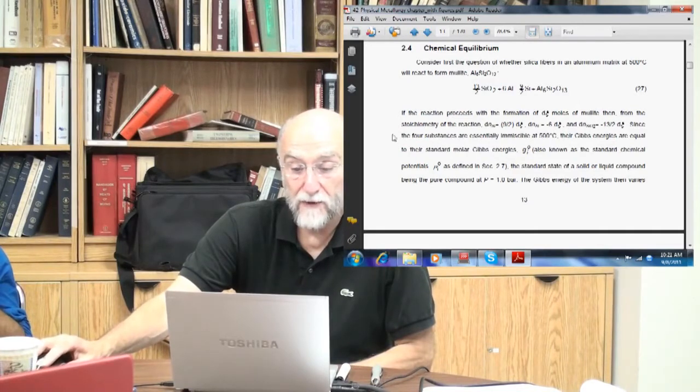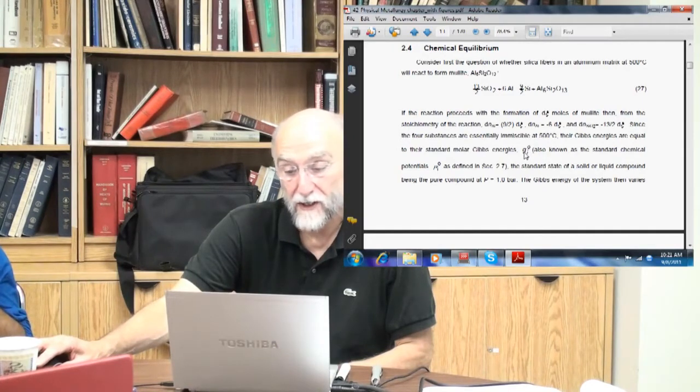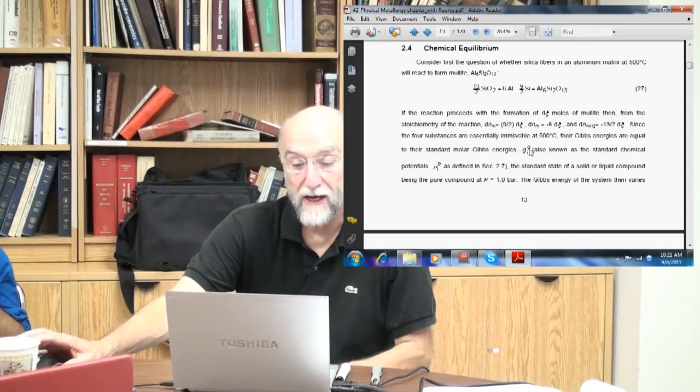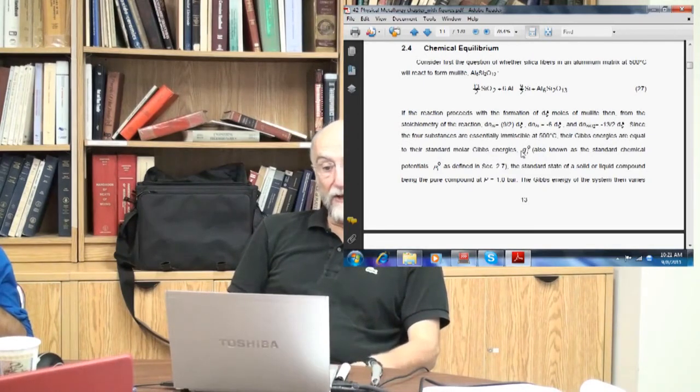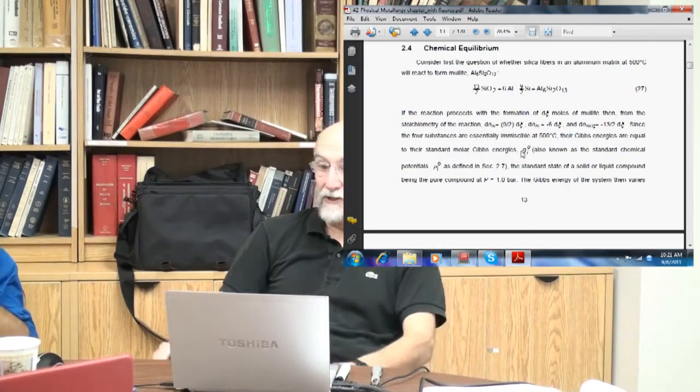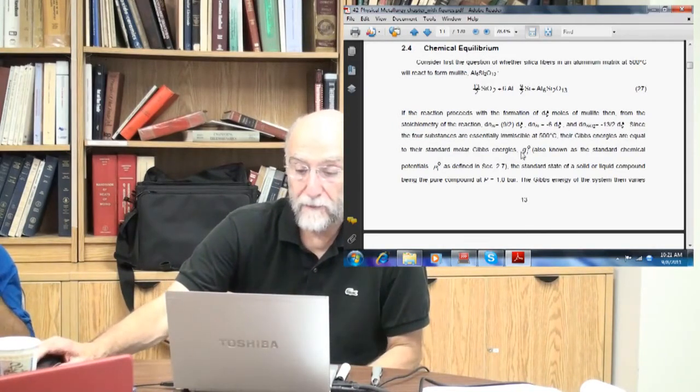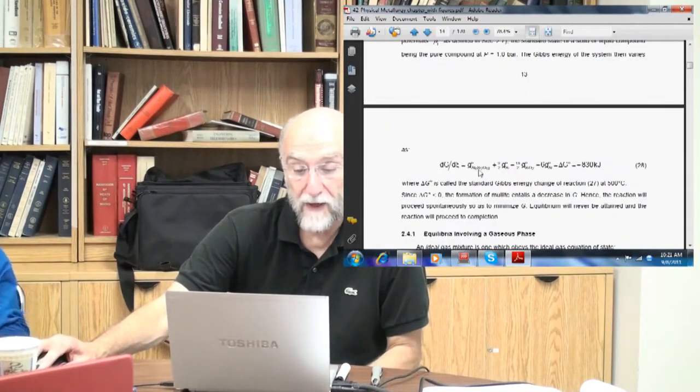So since the four substances are essentially miscible at 500, their Gibbs energies are equal to their standard molar Gibbs energy. So the G zero, small g because it's molar, the 0 up here means it's the standard chemical potential or the standard Gibbs energy, meaning it's the pure material if it's a solid or a liquid. If it's a gas, it's the pure gas at 1 atmosphere partial pressure. Okay. The Gibbs energy of the system then varies as follows.